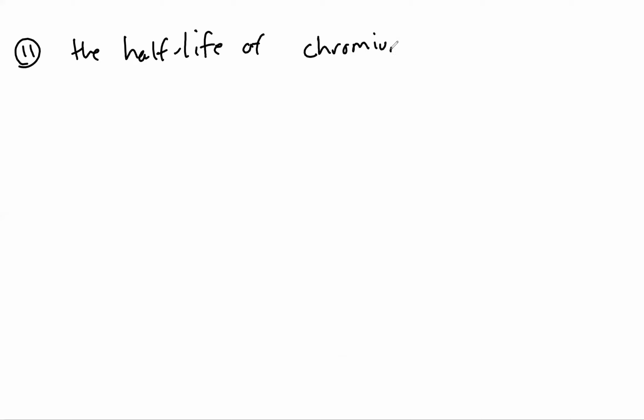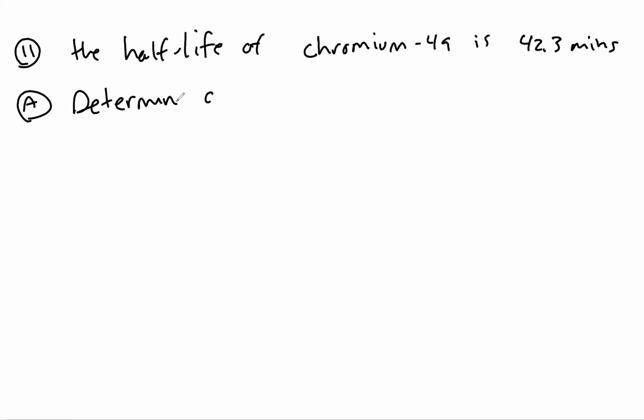All right, now, number 11. We're almost done. Just a few more. But number 11 is a half-life problem, okay? So this one says the half-life of chromium 49 is 42.3 minutes, okay? So step A, letter A, we need to determine the A and write the function.